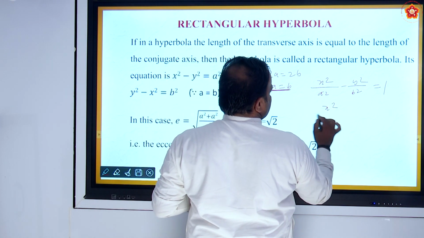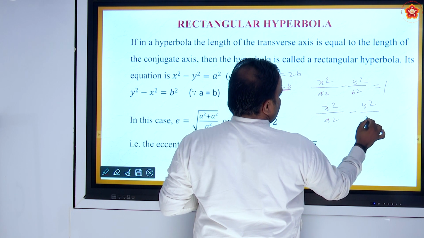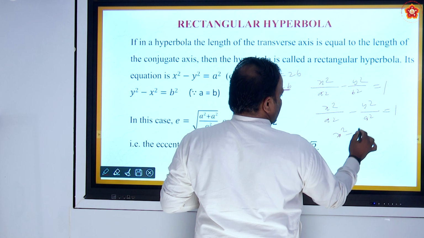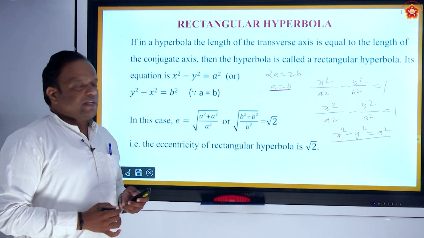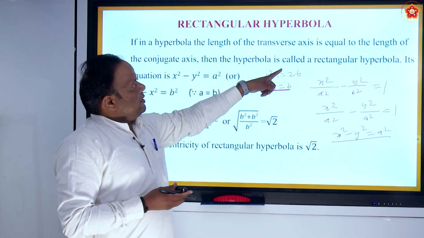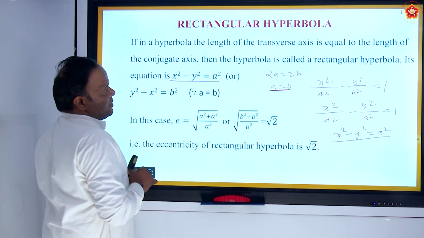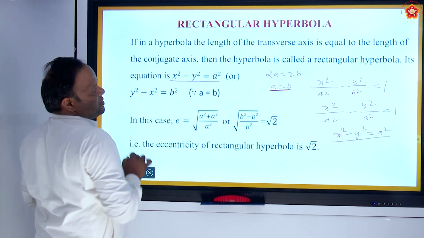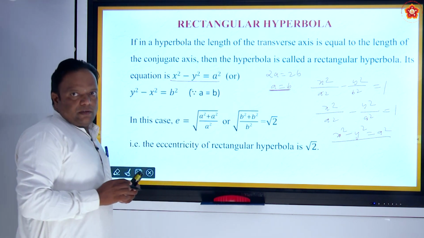Suppose x square by a square minus y square by, instead of b square write a square, because a and b are both the same in the rectangular hyperbola. This can be written as x square minus y square is equal to a square. This is the equation of the rectangular hyperbola. Then the hyperbola is called a rectangular hyperbola. Its equation is x square minus y square is equal to a square, or this can be written as y square minus x square is equal to b square, because a is equal to b.